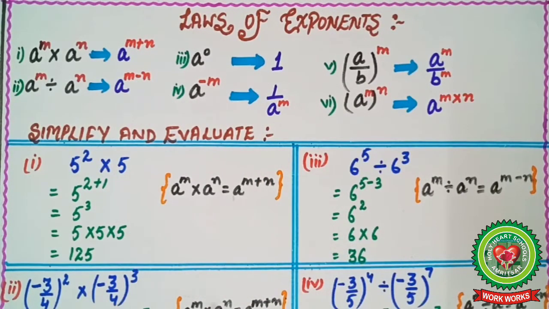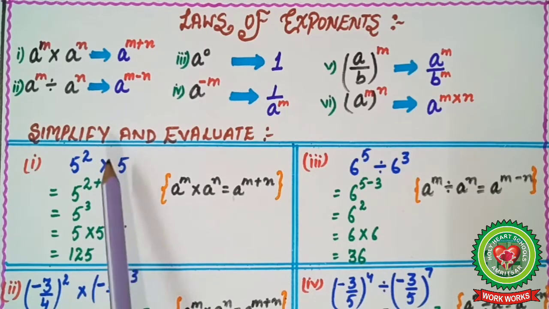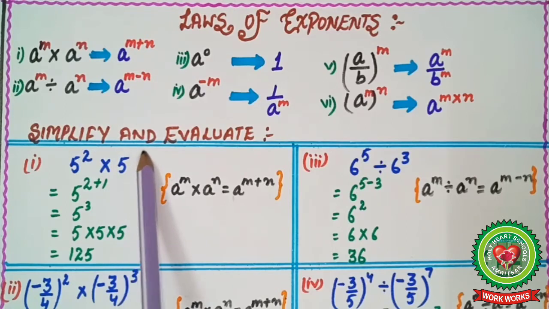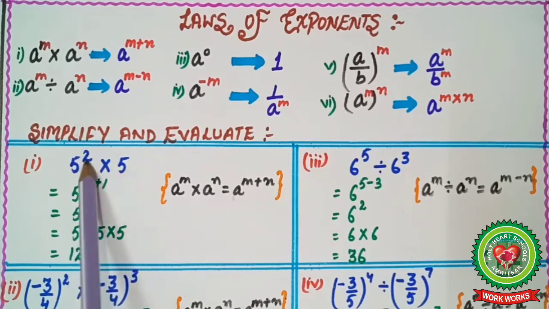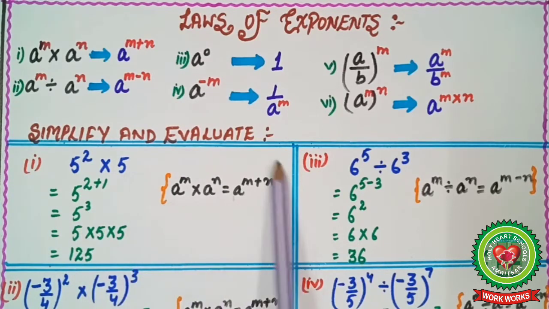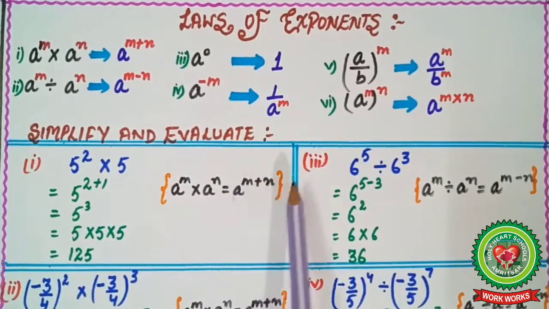We will move to the first example. Simplify and evaluate. The first question is 5 raised to power 2 multiplied by 5. Now students, you can see that here it is 5 raised to power 2, but here it is 5 raised to nothing. We know that whenever we have a base and no power shown, it means the power is 1. Now the bases are the same, so the powers will be added. So you will write 5 raised to power 2 plus 1, so 5 raised to power 3. Whatever law you are using, you have to write it on the right hand side.